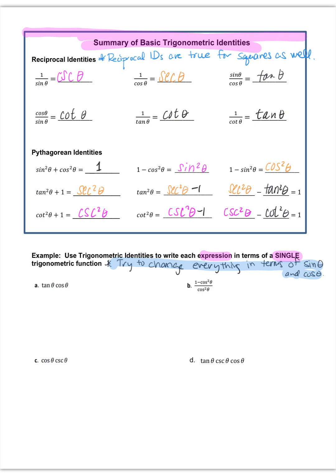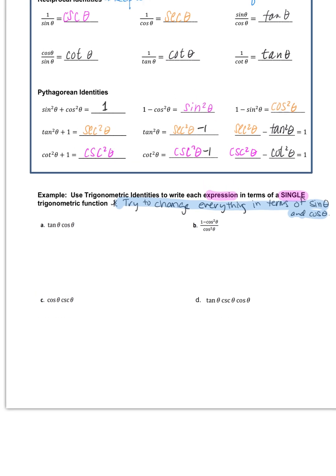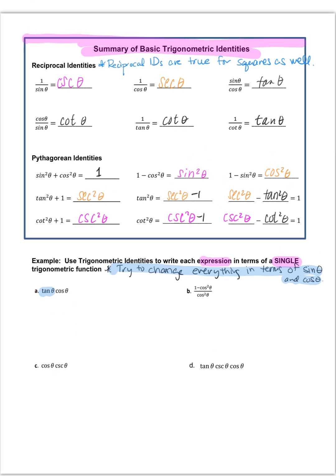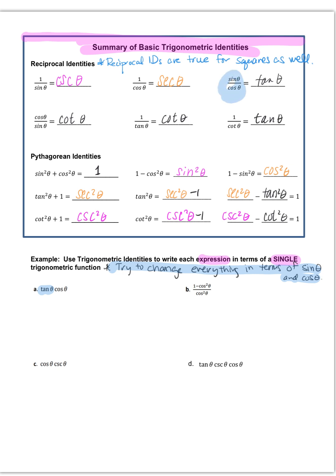So I go look at the example. So let's look at example A. Example A says we have tangent theta times cosine theta. So not every factor is in terms of sine and cosine. Tangent is not. So we're going to change tangent into whatever we can that's sine and cosine. Well, we know tangent theta, according to this up here, is sine over cosine. So that's what I'm saying. Change it to something like that.